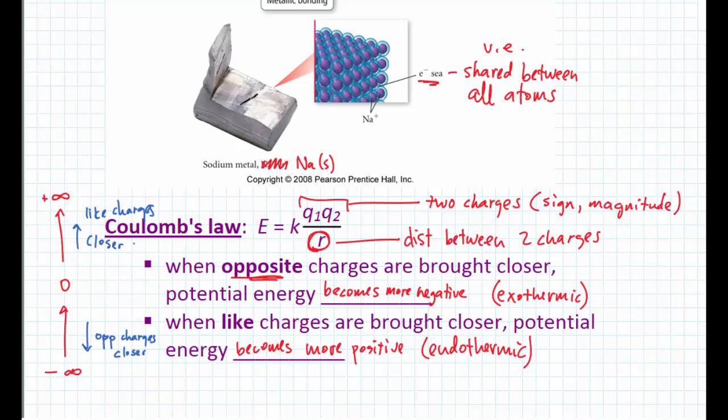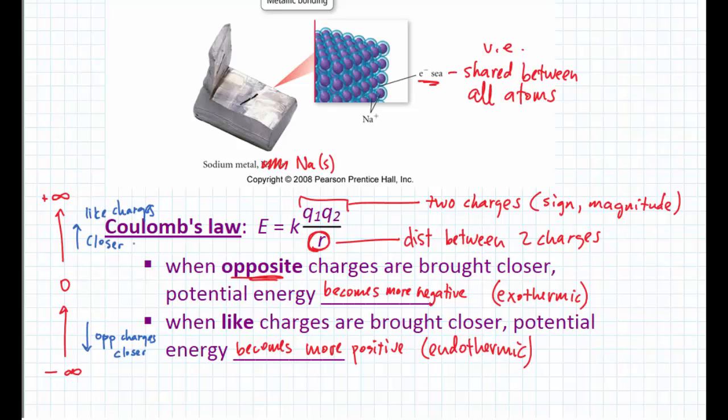And I know it's a little confusing with the r on the bottom of the fraction, and we're talking about a negative value becoming more negative versus a positive value becoming even more positive. But anytime opposite charges are brought closer, that's exothermic. That gives off energy like magnets crashing together. Anytime like charges are brought closer, the potential energy becomes more positive. That's endothermic. We have to put energy into the system in order to force them together. And it requires more and more and more energy the closer we want to try to push them together.